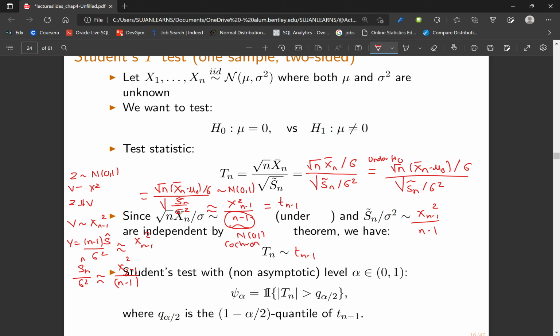Then we moved on to say that the student's t-test with level alpha is derived by the absolute value of T n having to be greater than q alpha by 2, and q alpha by 2 is the 1 minus alpha by 2 quantile of the student distribution, not a Gaussian distribution.